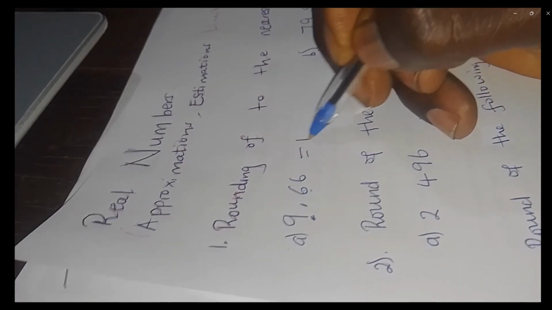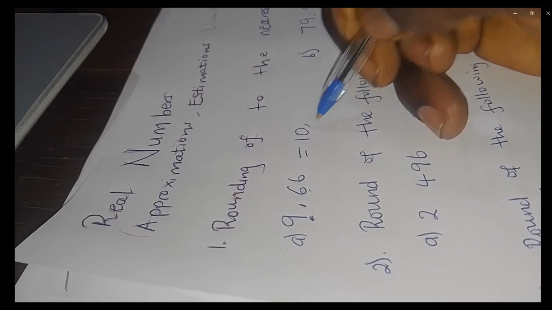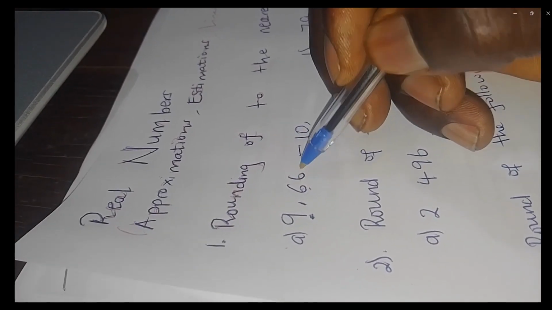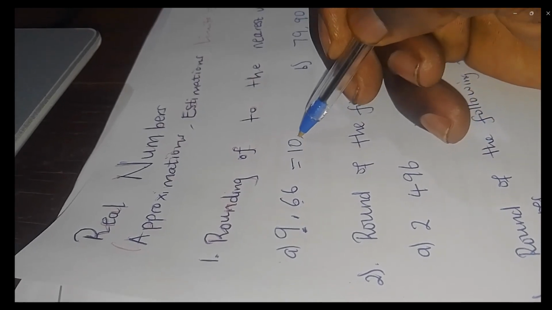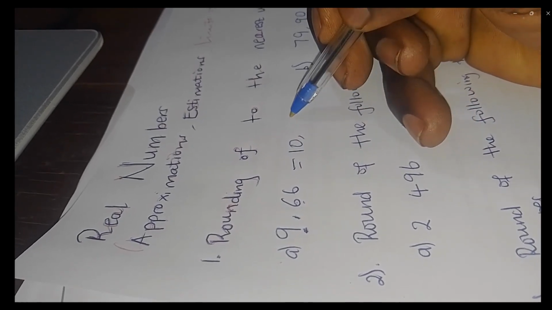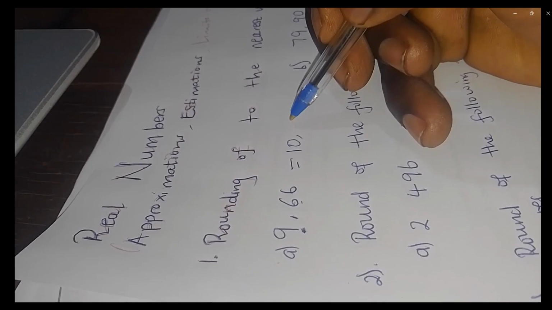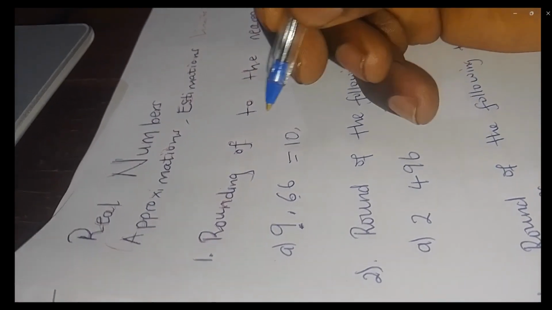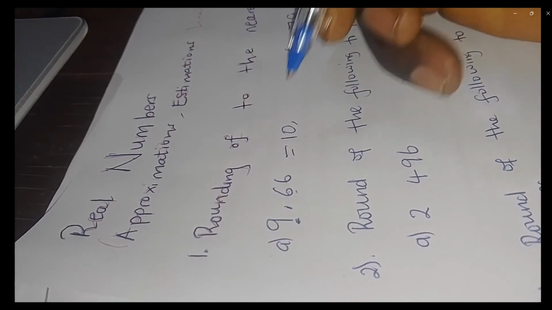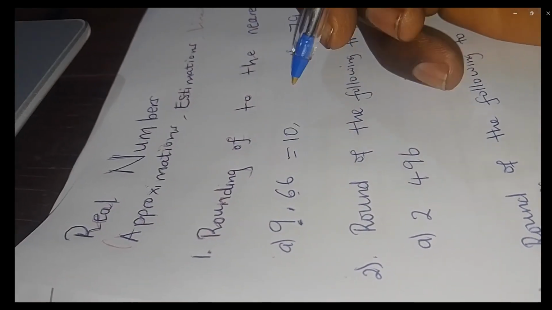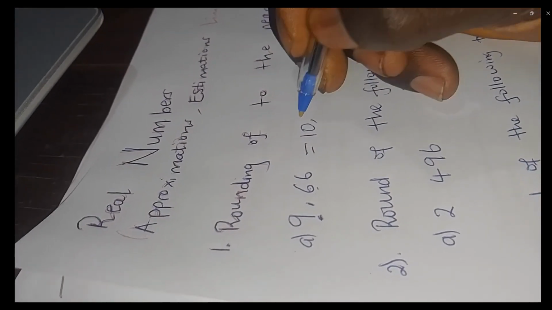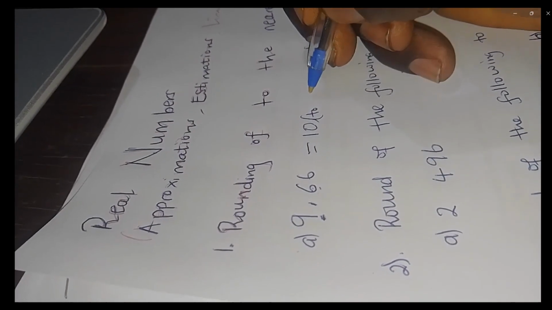So our answer becomes 10 point, and all these digits after the comma are zeros. So it becomes 10.00, but the zeros after the comma are not significant. So to the nearest whole number, 9.66 is equal to 10. And then you simply say to the nearest whole number.